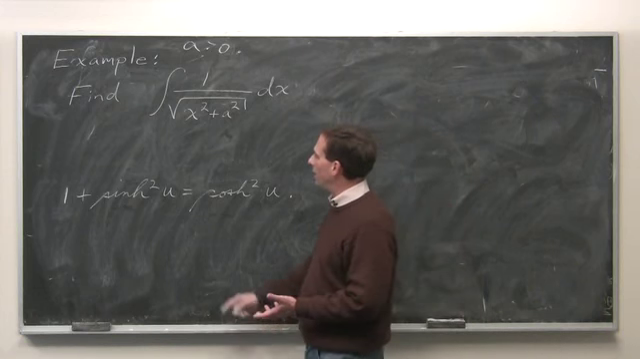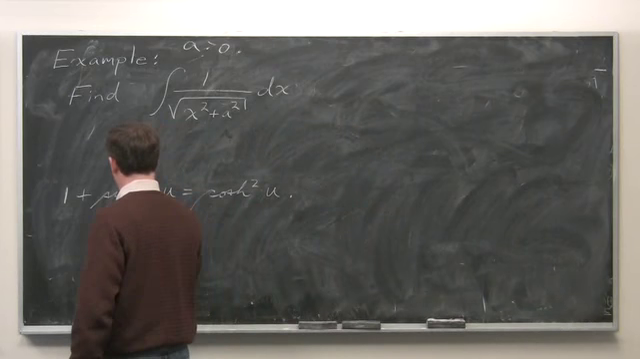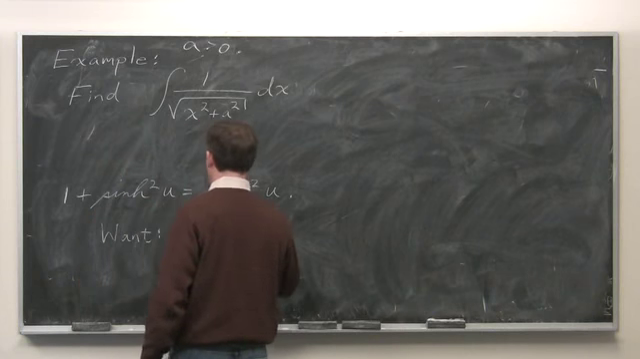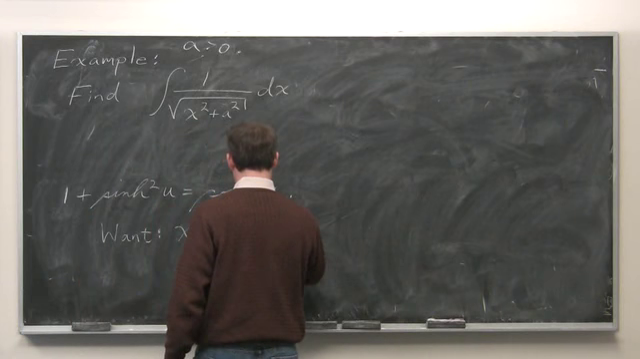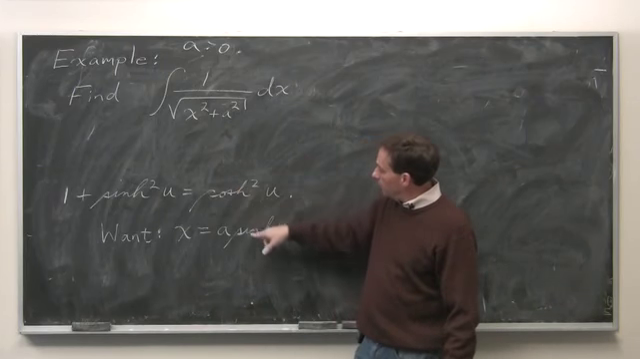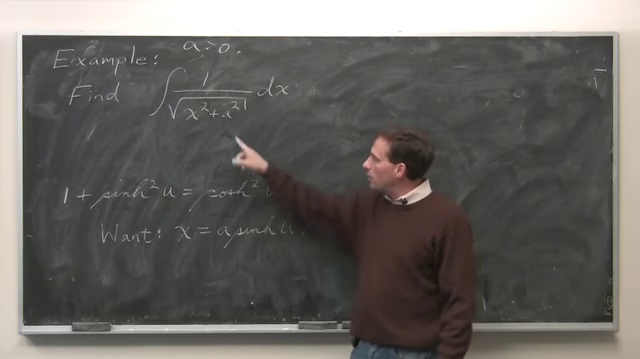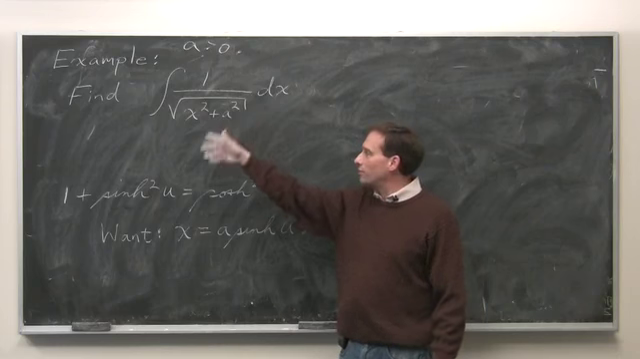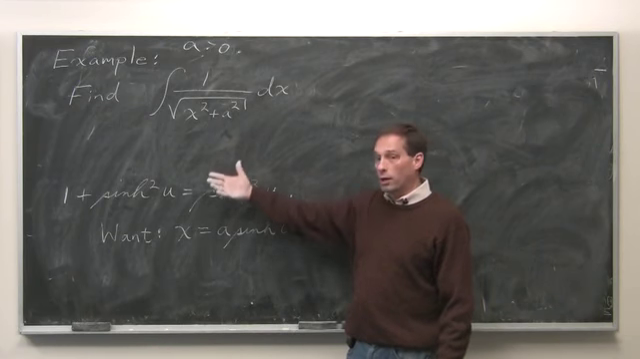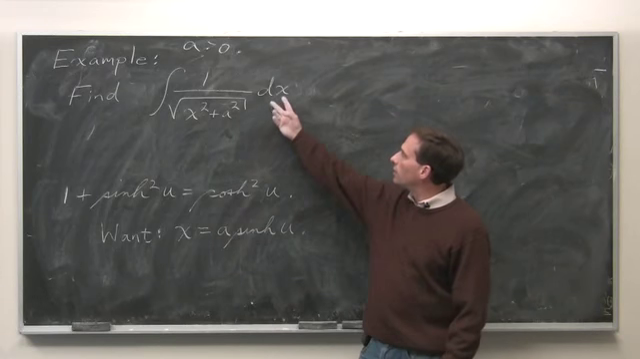You should think to yourself, if I could make x equal, so what we want, you want x equals a times the hyperbolic sine of u. Why do you want that? Because if x is a times the hyperbolic sine of u, then x squared is a squared hyperbolic sine squared. You have an a squared both places, you can factor that out, and then you're left with hyperbolic sine squared plus 1. And so you get hyperbolic cosine squared, you take the square root, you get hyperbolic cosine.